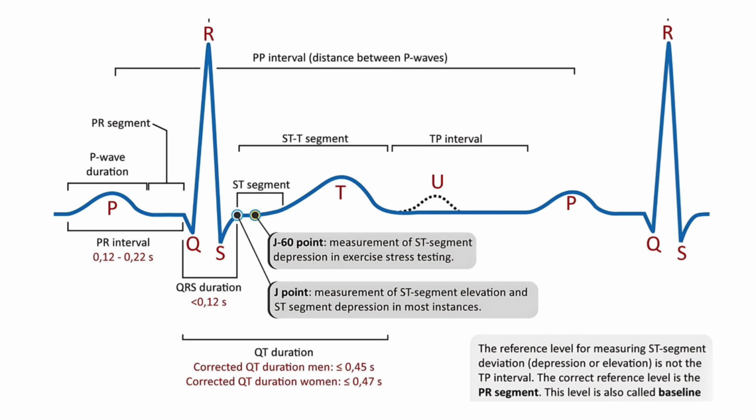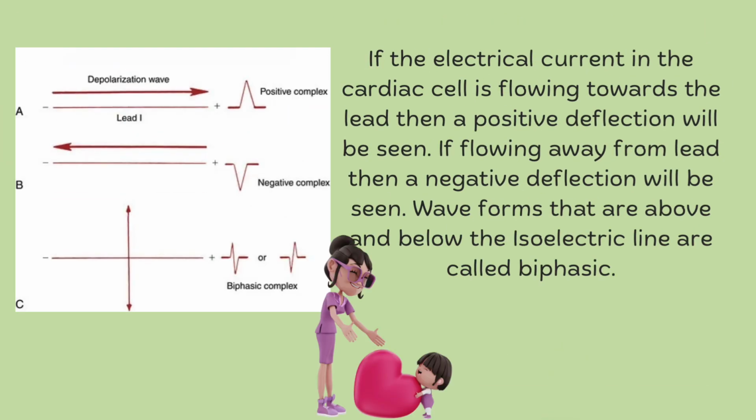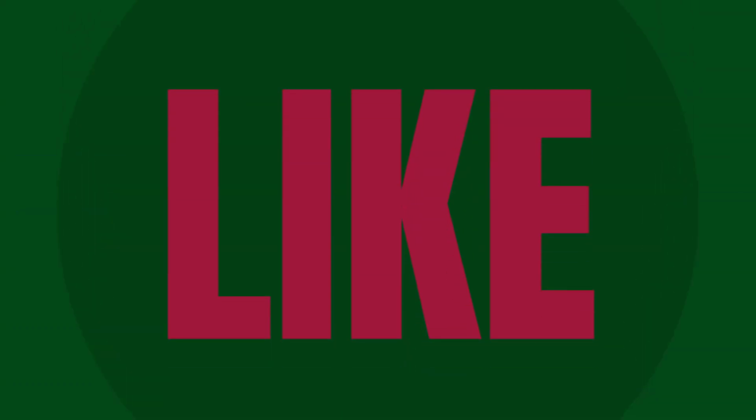Then, ST segment, from the end of the QRS complex to the beginning of the T wave. For measuring ST segment deviation, the PR segment is taken as the reference level, which is on the baseline of the ECG. If the electric current flows towards the positive electrode on the skin, it shows a positive wave deflection on ECG. If it flows away from the lead, it's a negative wave. If the wave forms above and below the isoelectric line, it's a biphasic wave.